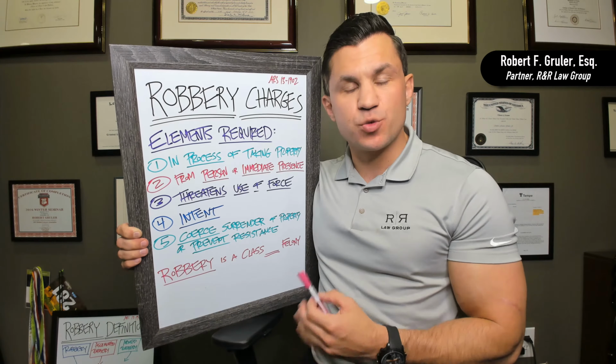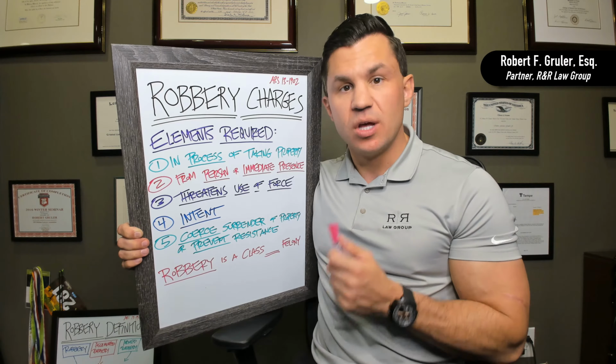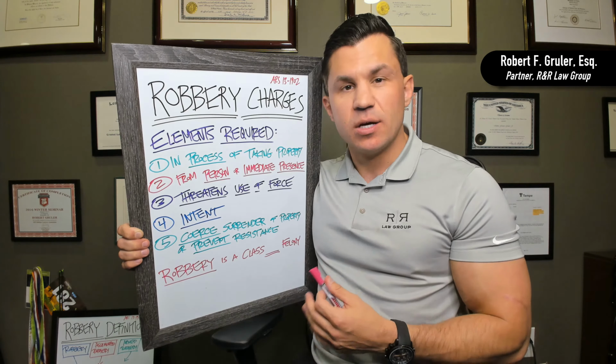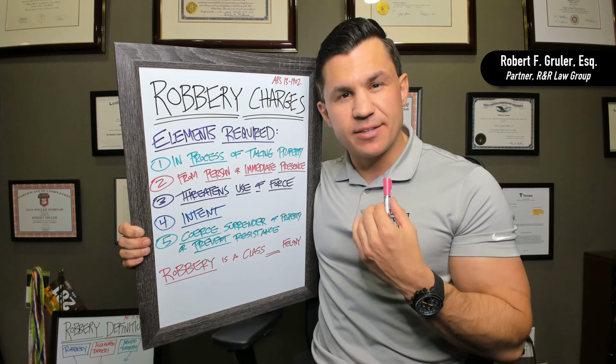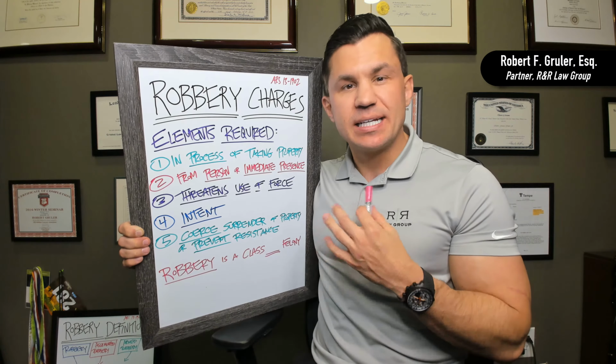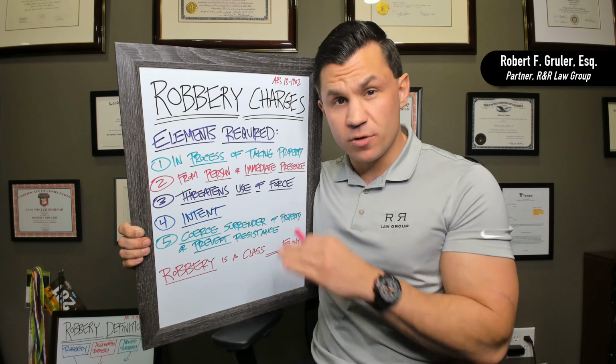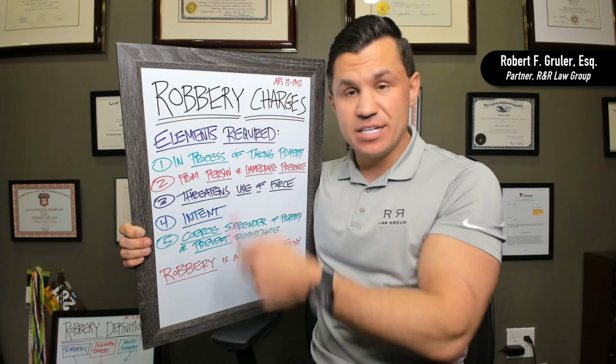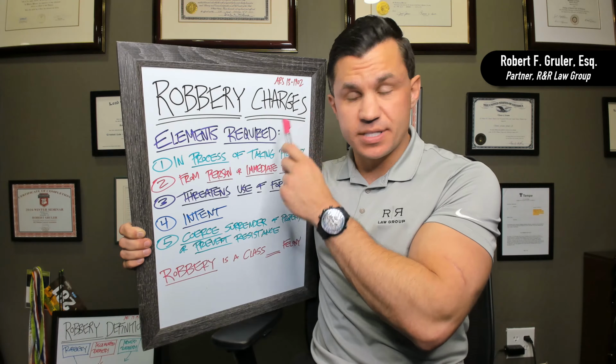So what are the elements? What's required of an individual? What do they have required to have done? What's their mindset, their mental state? What kind of conduct did they have to engage in order for this to be considered robbery? These are the different elements that are defined under the statute.